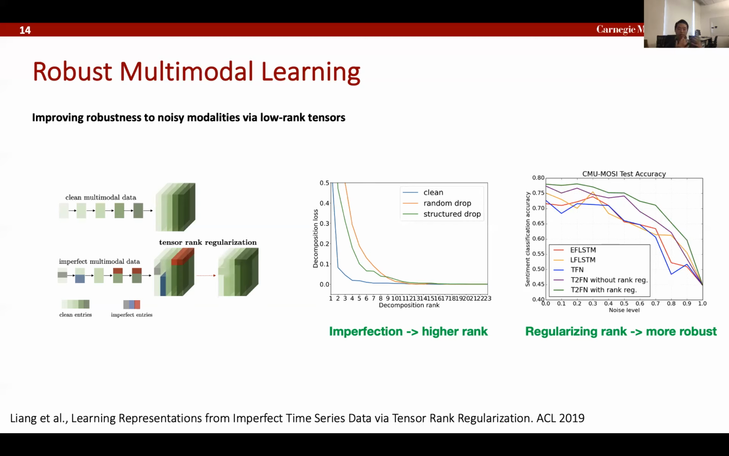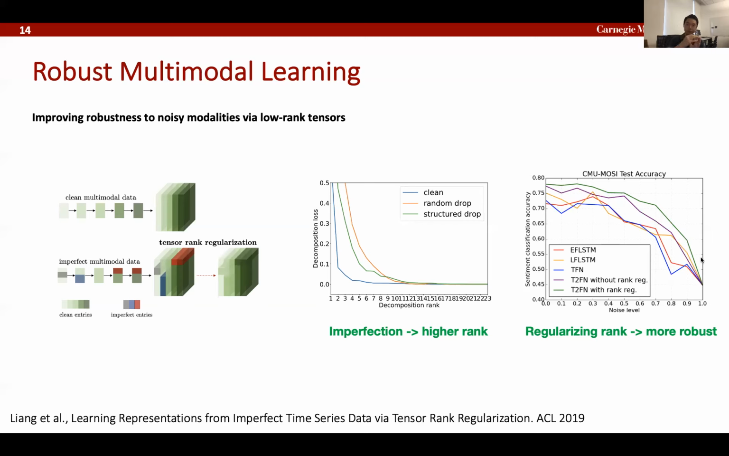Therefore, we had the insight to restrict the rank of these tensors to ensure the smoothness of these tensor representations over modalities and time. And what we've shown here is that indeed, clean data shows a low rank, and more imperfect data, through either random dropping of your data or more structured dropping of your data, leads to tensors of higher rank. And regularizing the rank leads to higher performance across all noise levels.